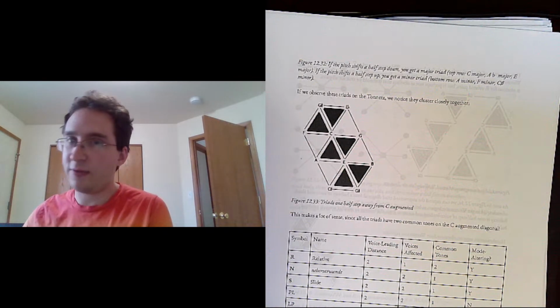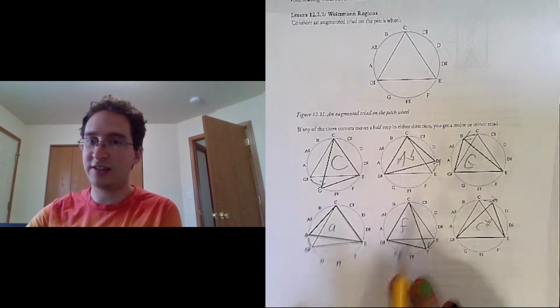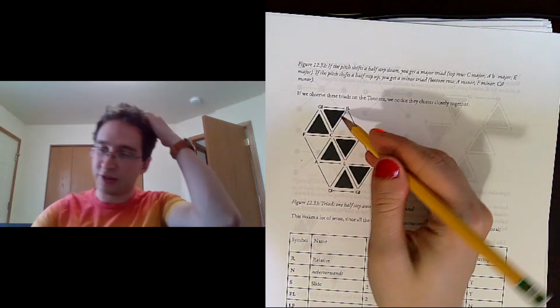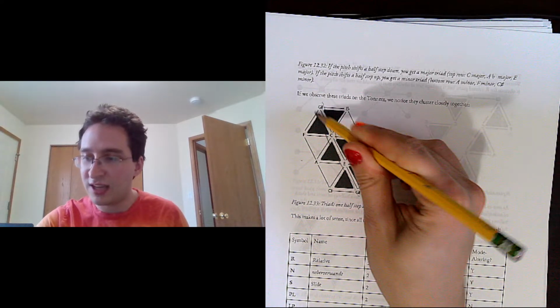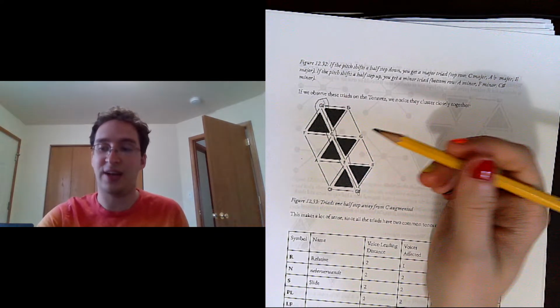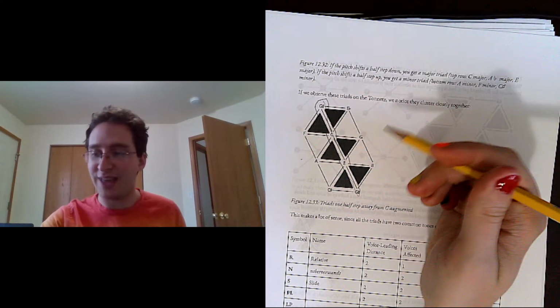so if you take these six triads and you put them on the tonnetz, they cluster closely together. And that makes sense because this diagonal that they all share is the augmented triad that they're all a half step away from. Okay, that checks out.